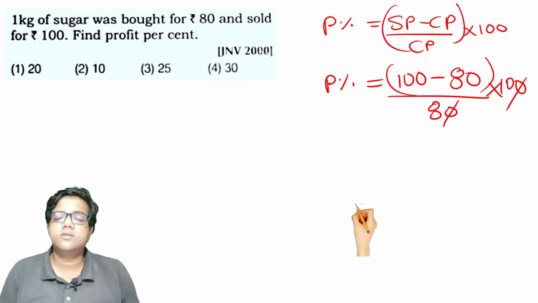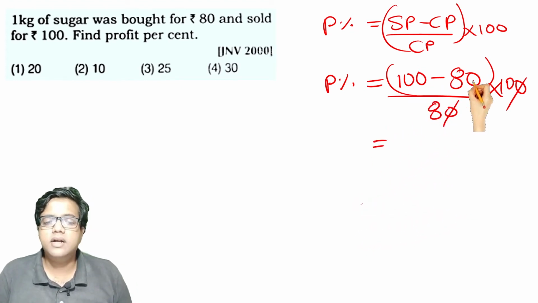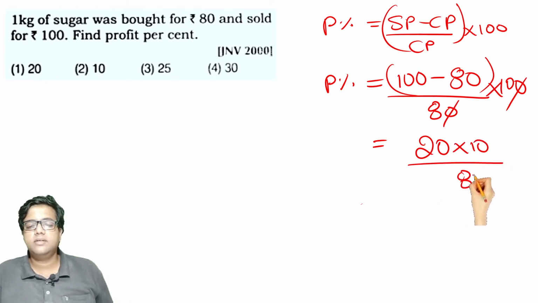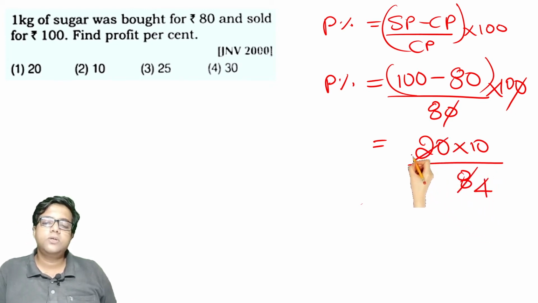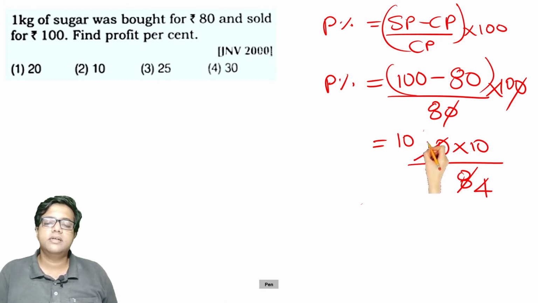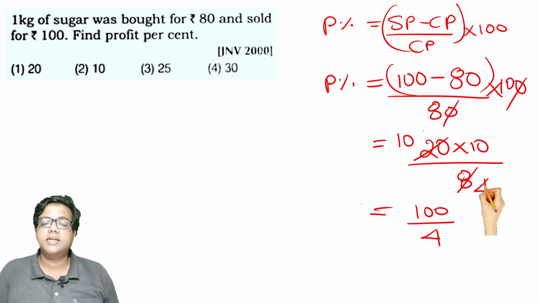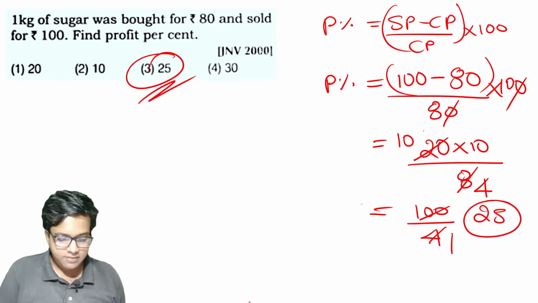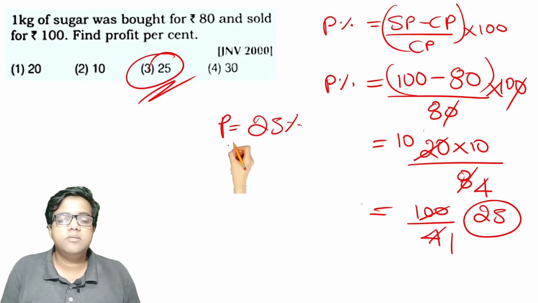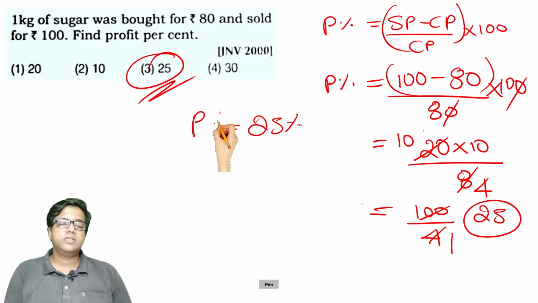So cost price is 80 rupees multiplied with 100. So 10 goes away, and we are left with 100 minus 80. 100 minus 80 is 20 into 10 by 8. 2 fours are 8, 2 tens are 20. So you get 100 by 4. 4 twenty-fives is 100. So therefore 25 is the right answer. The profit percent is 25%.